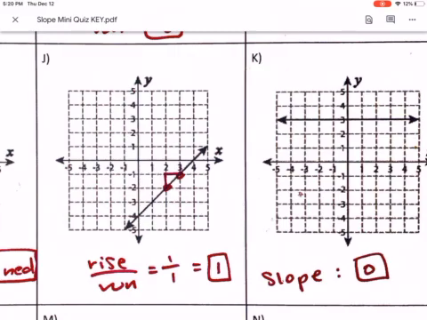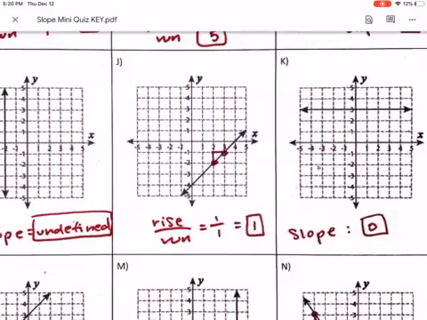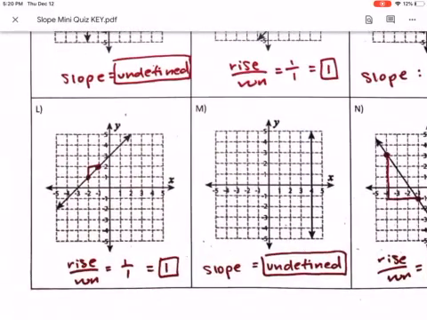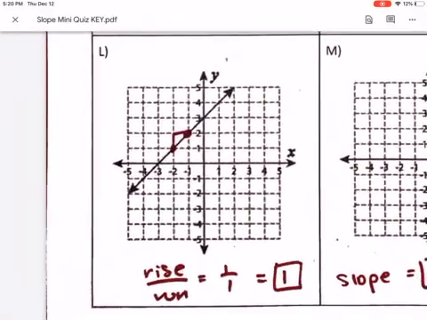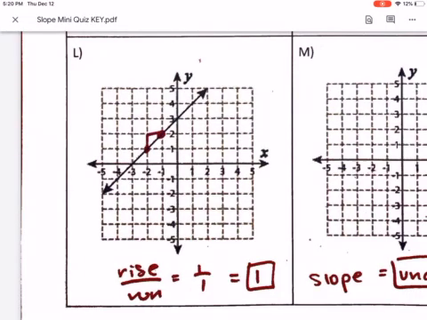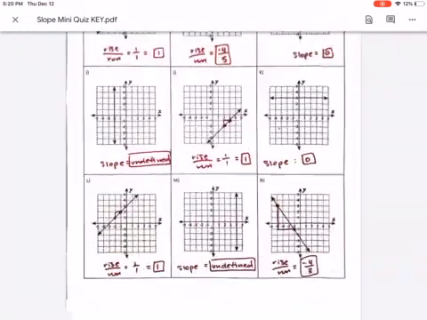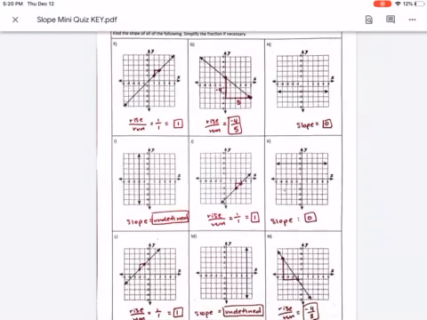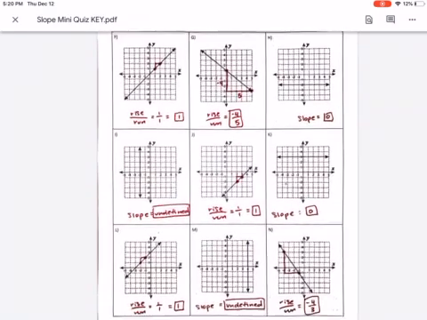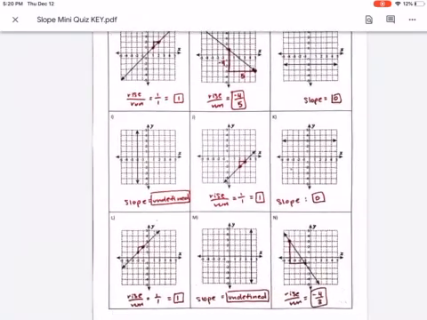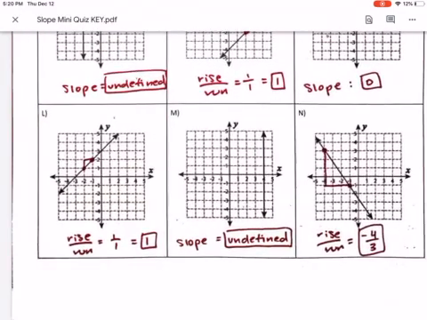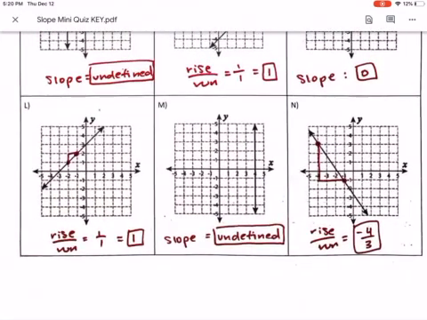On K, it is a slope of 0 because it's a horizontal line. On L, it actually also has a slope of 1. Because you go up 1, right 1, up 1, right 1. And you can see all of the ones that have a slope of 1, the lines actually look the same. They're just in different spots. So that makes perfect sense, right? They all have the same slope. On M, it's undefined because it's a vertical line.